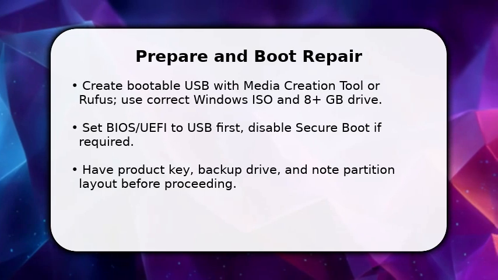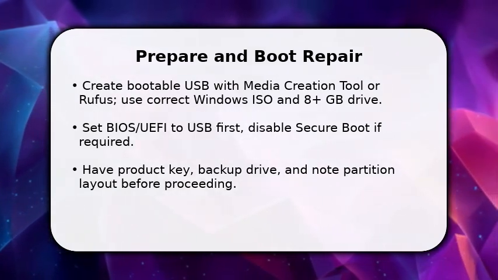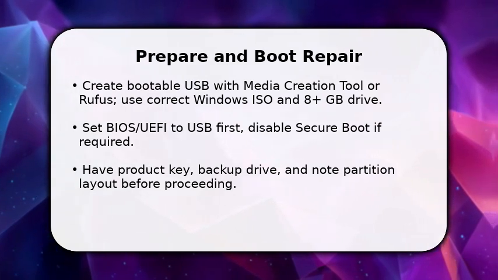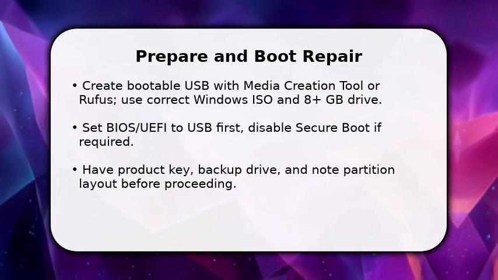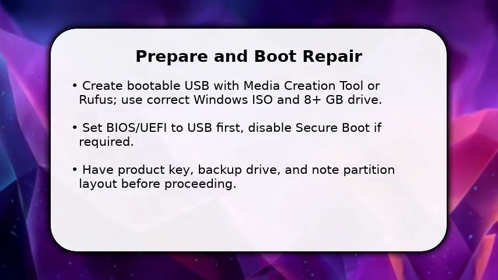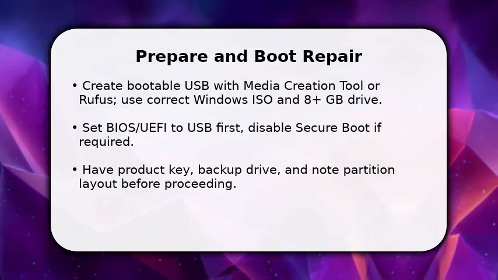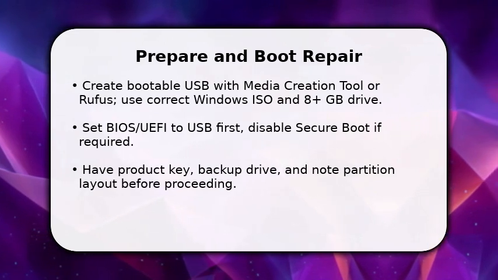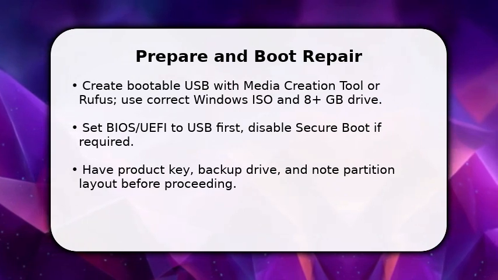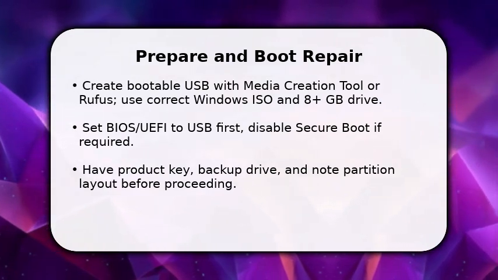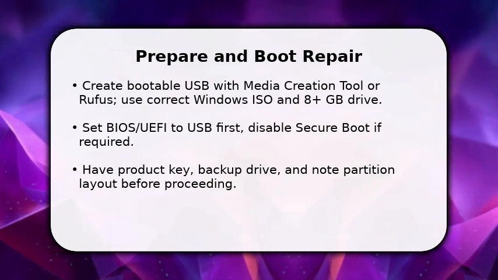You start by creating a reliable bootable USB and setting firmware to boot from it. This gets you off the loop. Once done, disable Secure Boot if the installer refuses to run and confirm USB priority. Make sure you back up any user data to a secondary drive or image before touching partitions, because installation actions can overwrite files. Finally, keep your Windows product key and note current partition layout so you can restore or target the correct system partition when the installer starts.